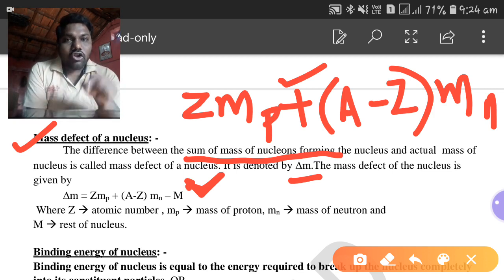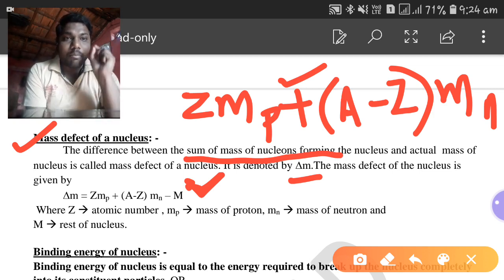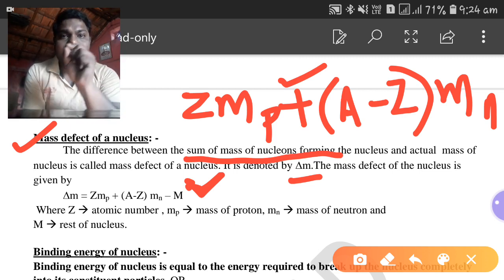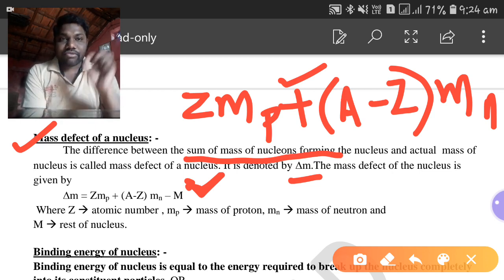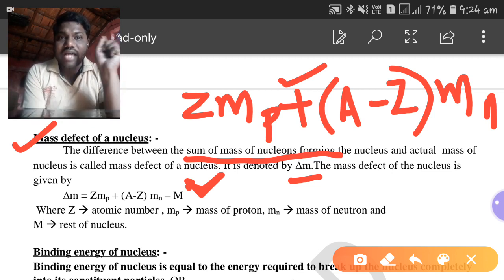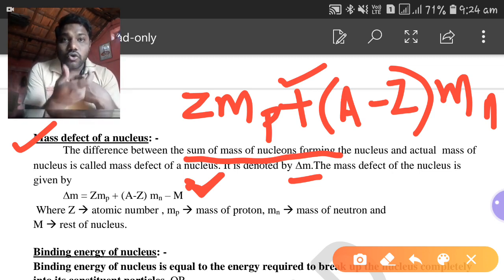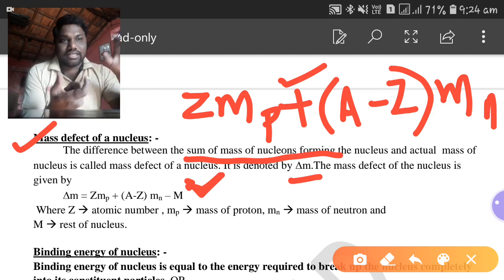Once again, look at the definition. The difference between the sum of masses of nucleons forming the nucleus and the actual mass of a nucleus is called the mass defect of a nucleus. The sum of masses of nucleons forming the nucleus is ZMp plus (A minus Z) Mn, minus the actual mass, which is the difference.